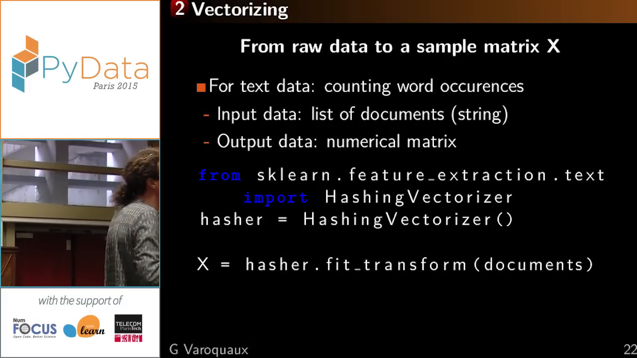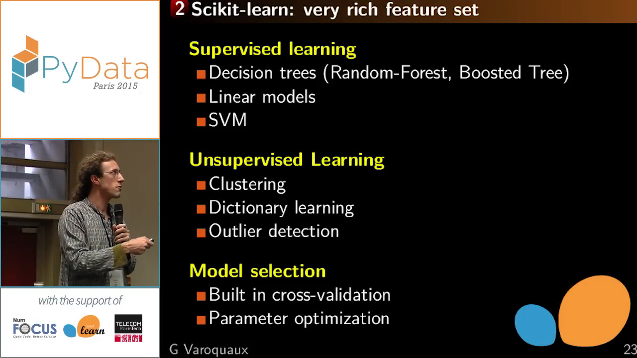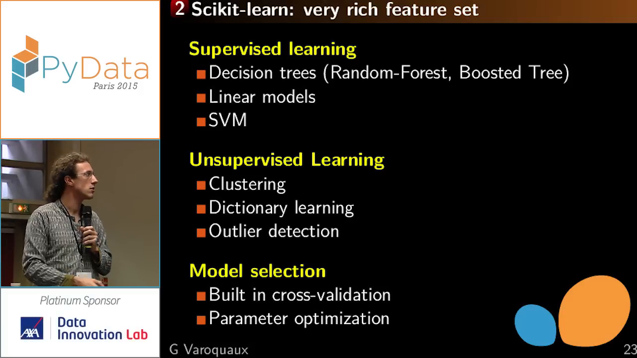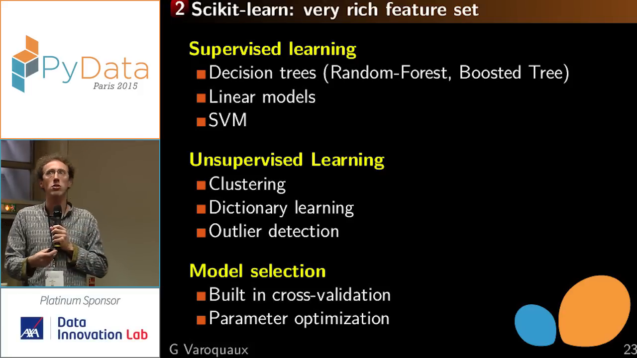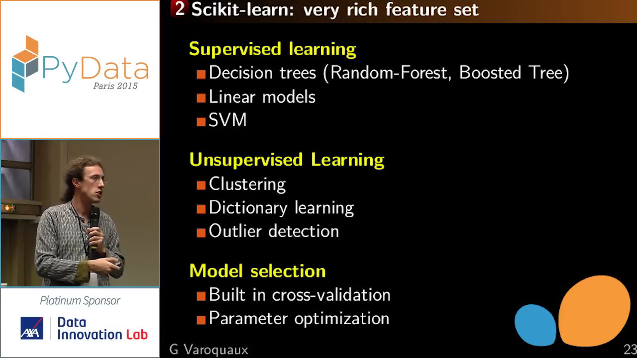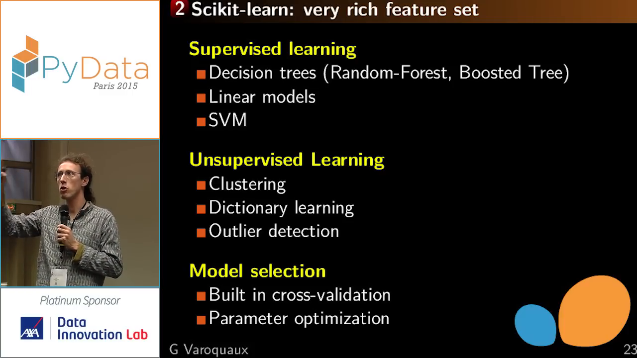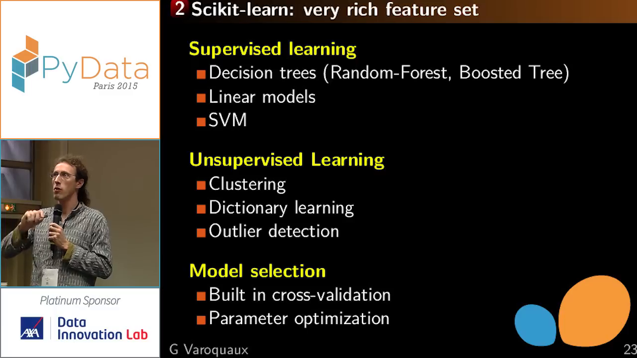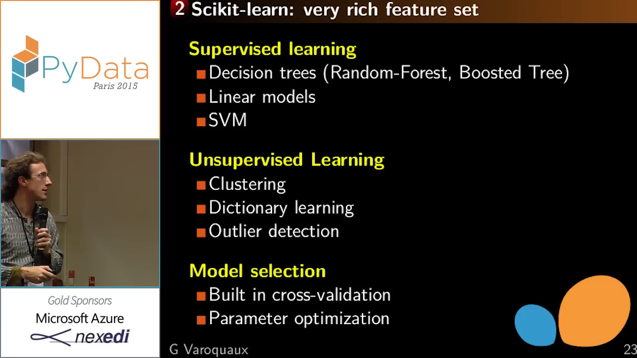So we have a very rich feature set, and I'm not going to cover it. But we cover supervised learning with different kinds of models. We cover unsupervised learning with different applications. And we also have model selection, which is basically comparing different models to choose which one works best, or tuning things like regularization parameters to choose the one that works best.